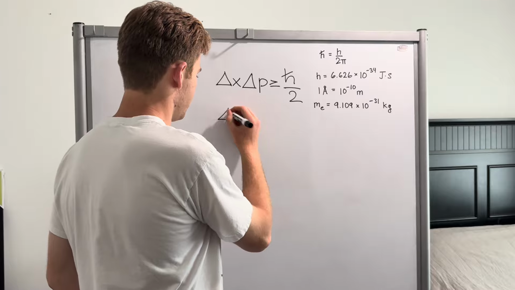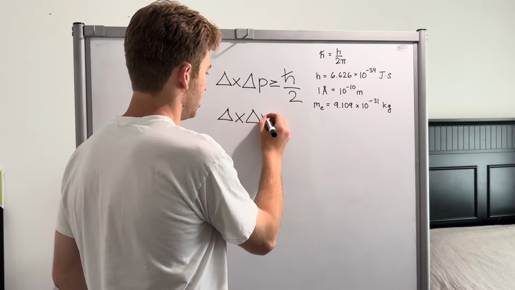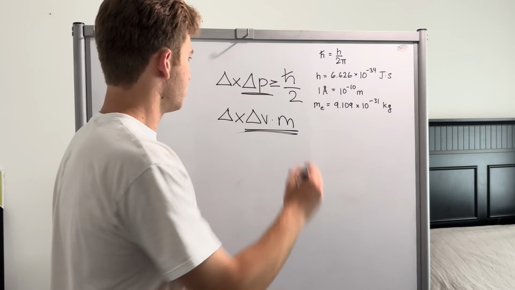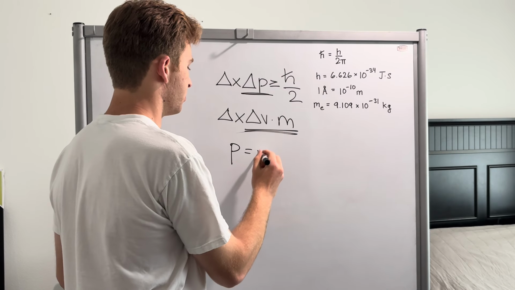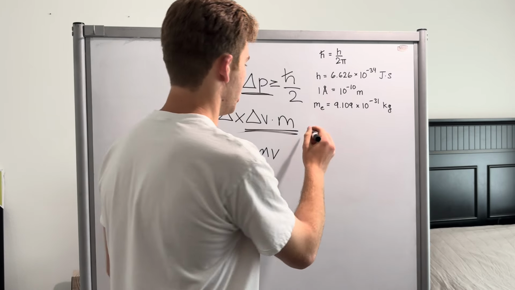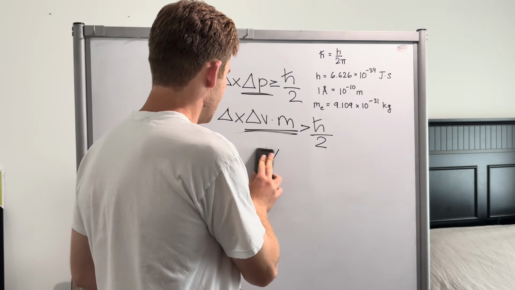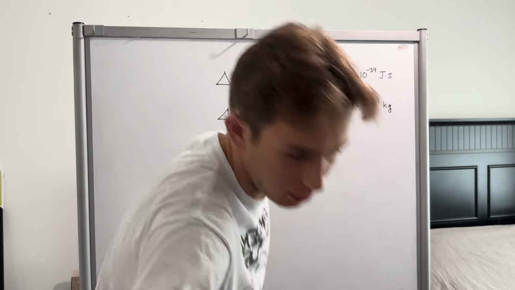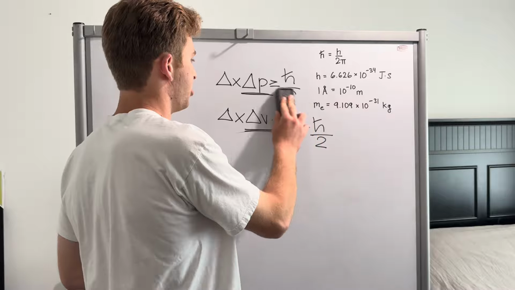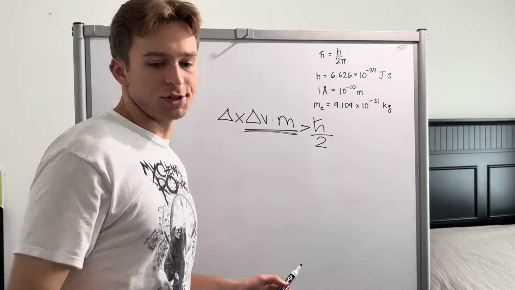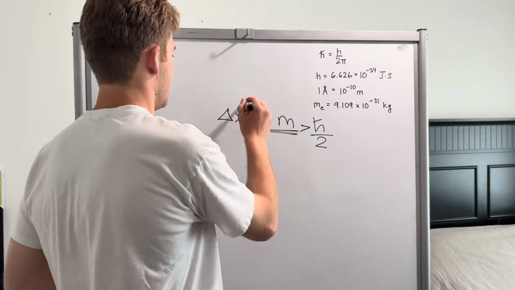Now, you multiply these out. And I'm going to change this delta p here into an m delta v because p equals mv. And I set this greater than or equal to h bar over 2. Next, I'm going to do a little bit of rearranging. So I'm going to erase the uncertainty principle so I just have a little bit more room. And I'm going to move everything to the other side. And it's going to look like this.